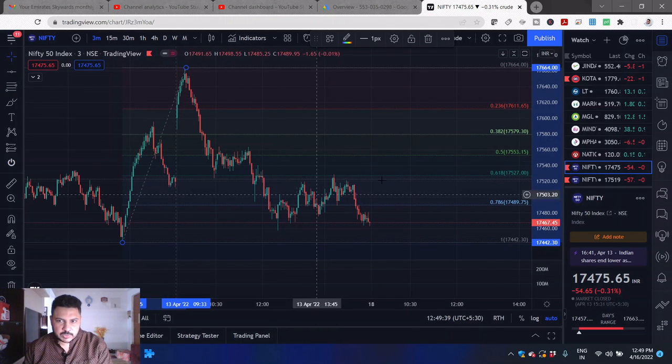Okay, I have changed my settings so that the axis can be on the right with the levels which I want to see, so it doesn't come as a distraction in between. Here you can see this is the lowest point, this is the highest point. Now the 50% level is the most critical level for us.